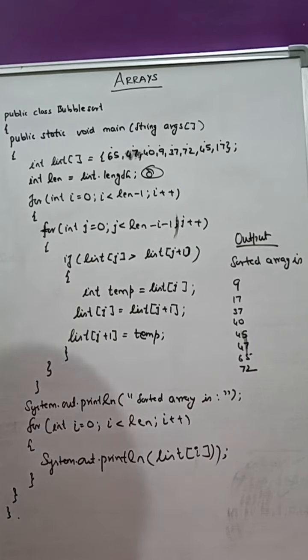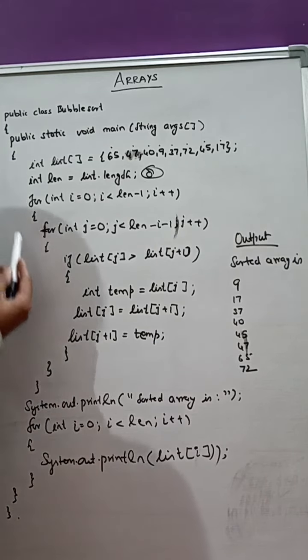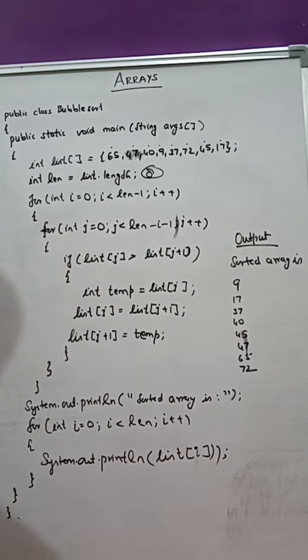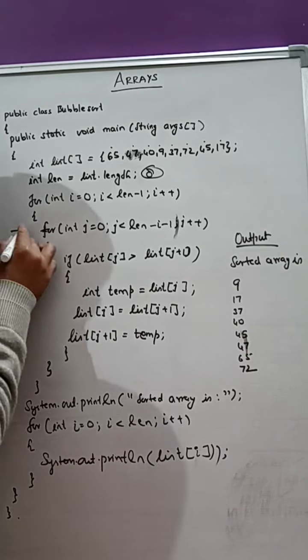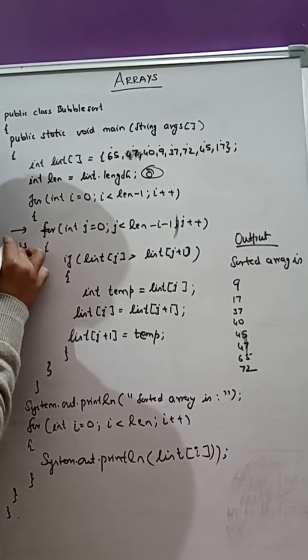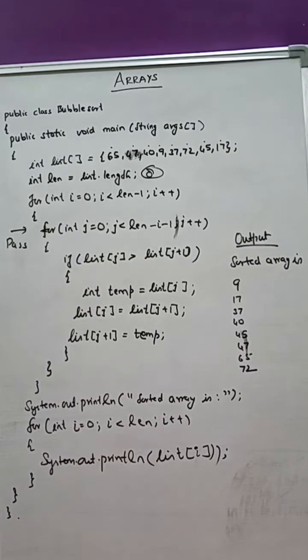Next we will be taking a for loop, and two for loops are there. The first for loop is for the passes. This inner loop will provide you the pass. The number of passes that occur will sort the elements together.